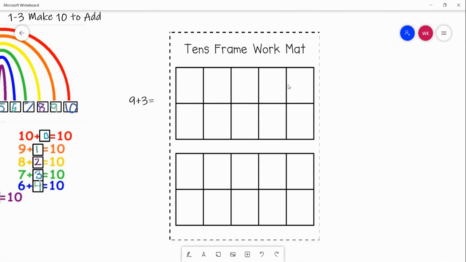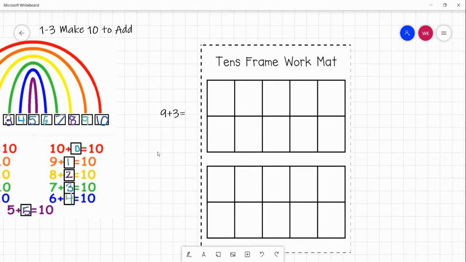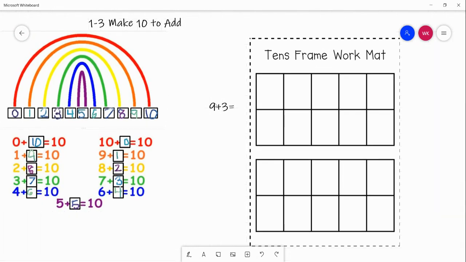So this is our tens frame mat. Right now there are 2 tens frames to make 20, but this is a tens frame. The reason it's called a tens frame is because there are 10 boxes: 1, 2, 3, 4, 5, 6, 7, 8, 9, 10. So we want to make 10. Our number right here is 9, right?